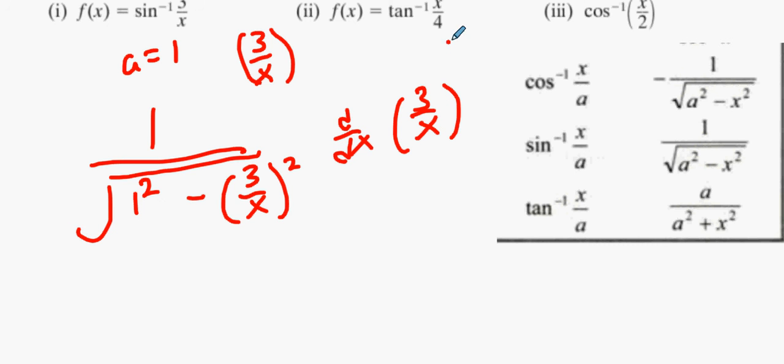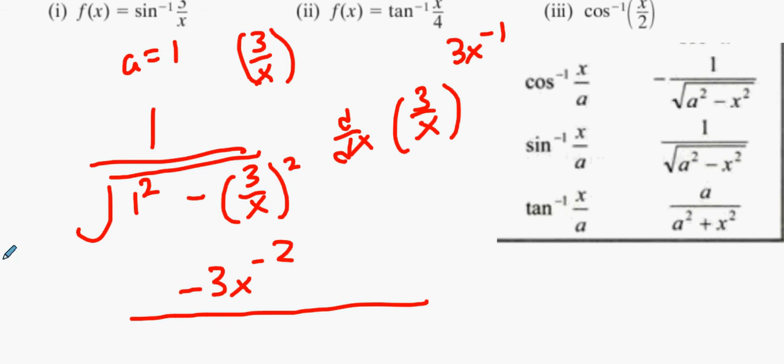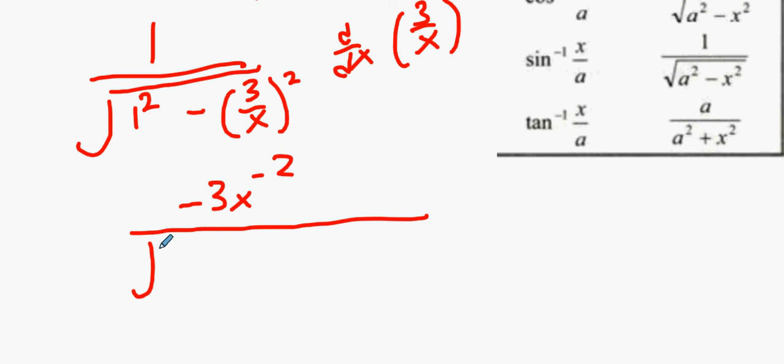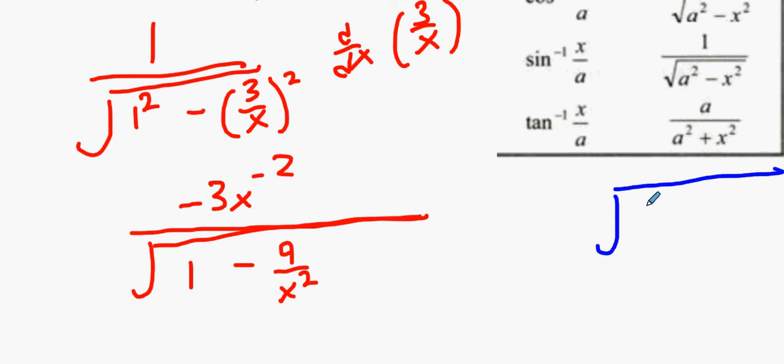It's technically 3x to the minus 1, isn't it? Well, obviously you differentiate 3x to the minus 1. You get minus 3x to the minus 2, minus 3x to the minus 2 on top. And on the bottom, what I'm going to get here is a 1 minus 9 over x squared, right? Now there is a trick here. I'm going to show you the trick. Over here, imagine I gave them a common denominator, as in it's x squared over x squared minus 9 over x squared.